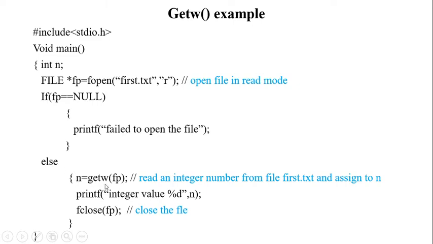So n is equal to getw of fp, which means read an integer number from file first.txt and assign it to n. Reading an integer number from the file, then printf integer value n, fclose fp. After every operation on a particular file, this fclose function is necessary, because in order to close a file we can use the fclose function, fclose within brackets the file pointer. So it will close that particular file which is pointed to by this file pointer fp. Like that we can read every integer number from the file by using getw.